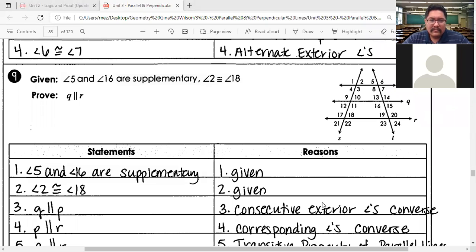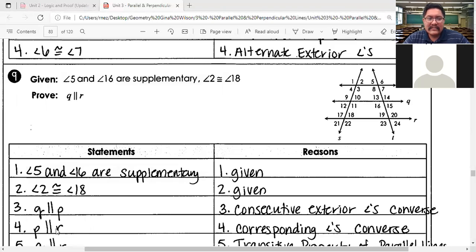So I've told you everything we have to work with. Let's see what they're doing in order to prove that Q is parallel to R. Q and P are parallel. Besides the givens, we know the consecutive exterior angles converse, which is what I pointed out. If 5 and 16 add up to 180, that already proves that those two are parallel.